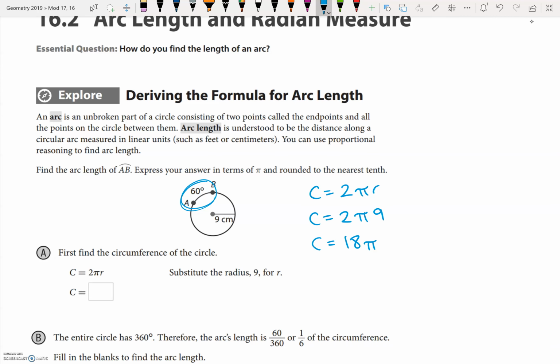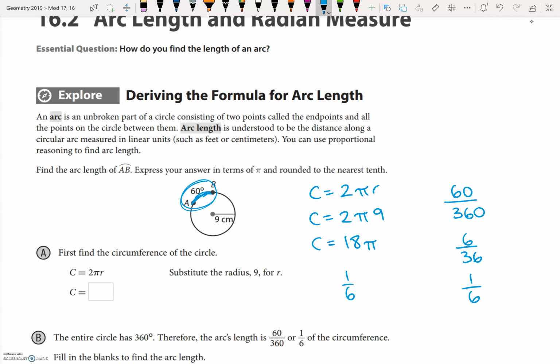And if we want to think about how much out of an entire circle that is, it's going to be 60 out of 360. We could take 60 and divide it by 360. They're both divisible by 10, which is 6 over 36. And they're also both divisible by 6, which is 1 over 6. So we know that this portion of our circle is 1/6 of the circle. So all we need to do is take 1/6 of 18 pi.